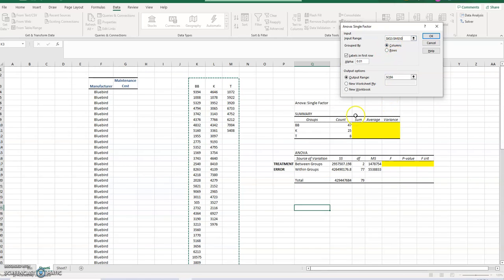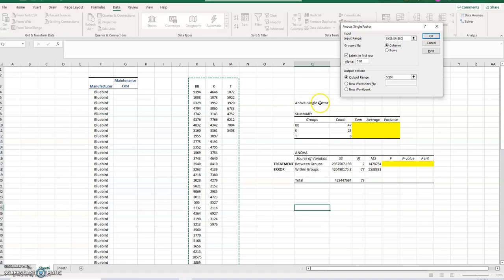So I'll put in the input range. I will tell Excel that my data is grouped by columns. I will tell Excel that I have labels in the first row, and that I want to test the relationship between these three means at the 0.01 level of significance. And then you can pick a cell in your sheet for the output range, and then you can hit OK. Now I'm not going to do this because I don't want to give away the punchline here. But what you're going to get is a table that looks like this.